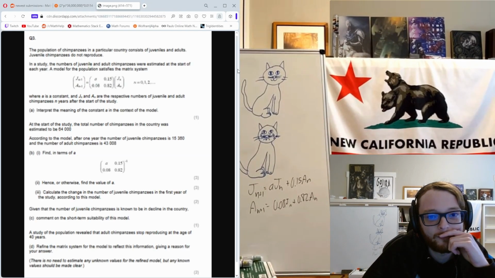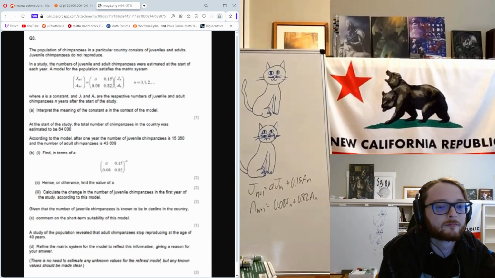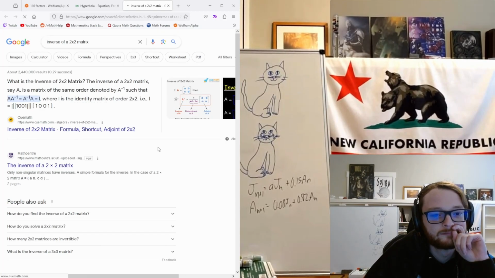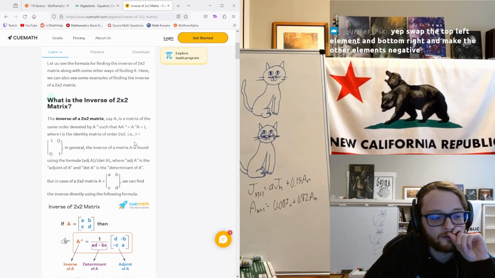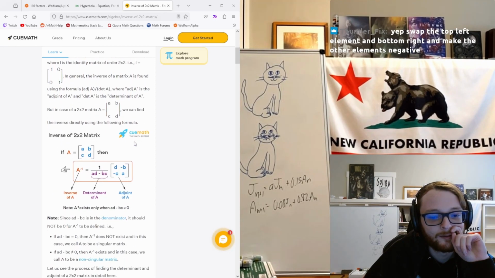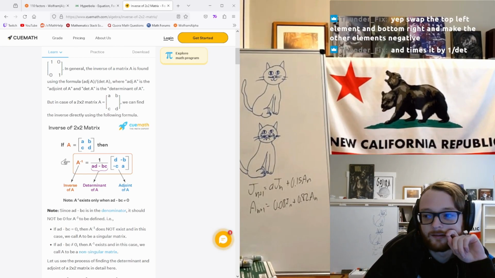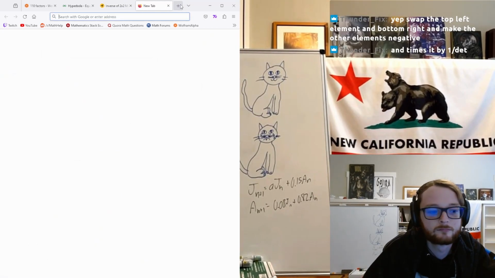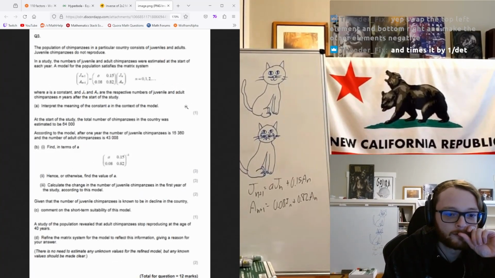Oh my god, Opera is still being stupid. Freaking browser, man. Swap the top left element with the bottom right, and negate the other elements. That's right. But you also need to divide by the determinant. Okay. Makes sense. Bring up the question in this browser too. I'm just going to not use Opera today, I guess.